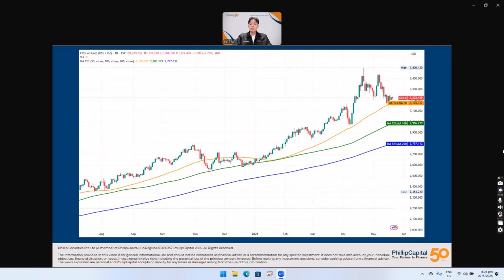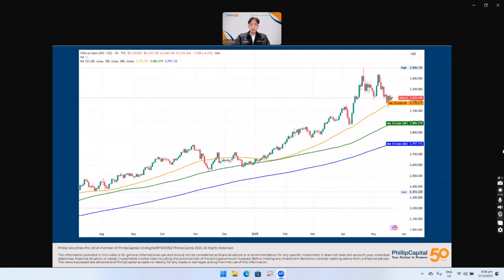So I'm going to show you the gold chart right now. It's very interesting to keep track of gold. Why so? If you notice, currently gold went way up high and higher, but it has dropped all the way to about 3,000. I believe it's about 3,002 to 3,003 level currently.